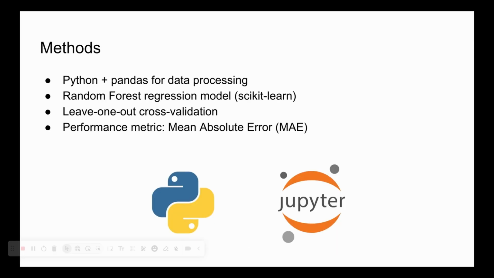The dataset was analyzed using Python and the scikit-learn library. A random forest regression model was selected as the machine learning model for this project due to its robustness to small datasets and its ability to capture nonlinear relationships without strong assumptions. Model performance was evaluated using a leave-one-out cross-validation strategy, where each material is predicted using a model trained on all remaining materials. Prediction accuracy was quantified using mean absolute error.